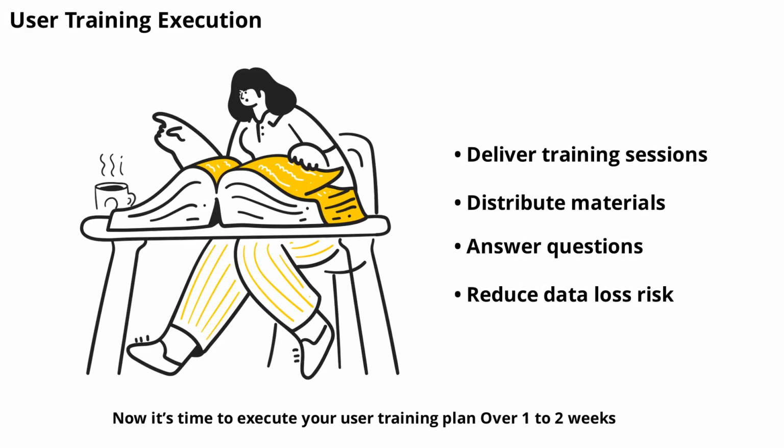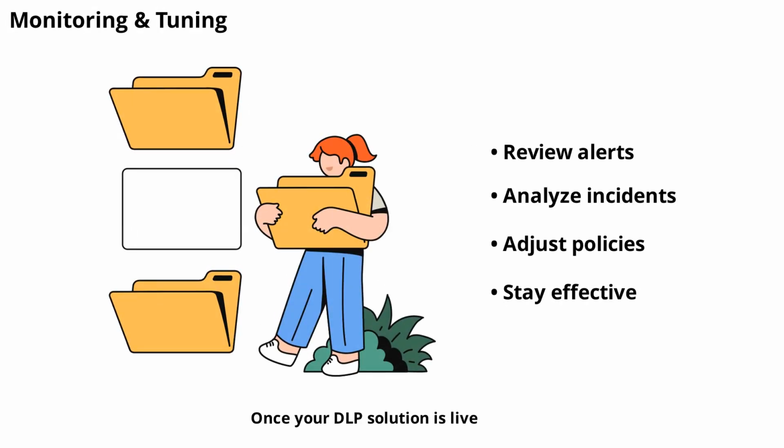Now it's time to execute your user training plan. Over 1 to 2 weeks, you'll deliver training sessions, distribute materials, and answer questions. Effective training ensures users understand their responsibilities and know how to respond to DLP alerts, reducing the risk of accidental data loss.